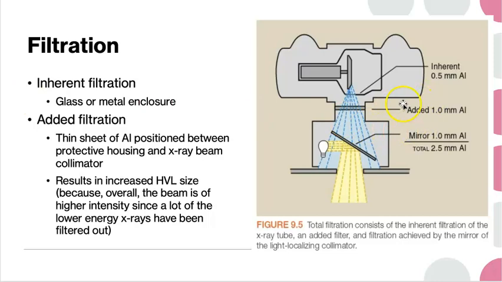Straight from your textbook here, we see we have about 0.5 millimeters of inherent filtration. Then they add about 1 millimeter of aluminum there. The mirror acts as another millimeter. And so overall, we might have around 2.5 millimeters of filtration, inherent and added, so total filtration. All right, and this just goes through the different kinds of filtration, inherent or added, to equal total filtration.